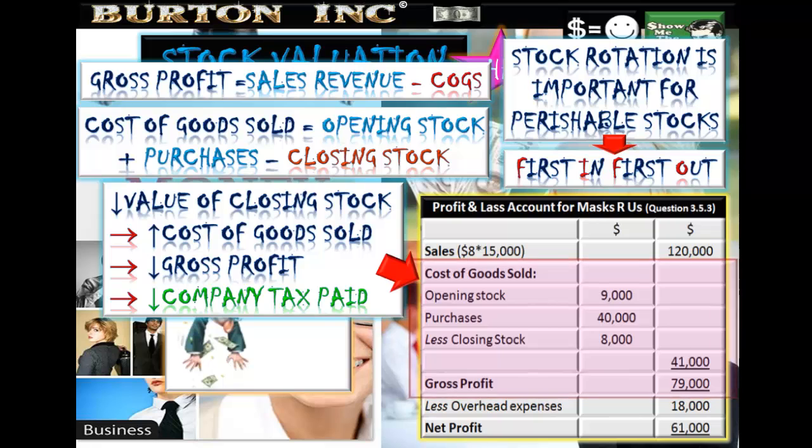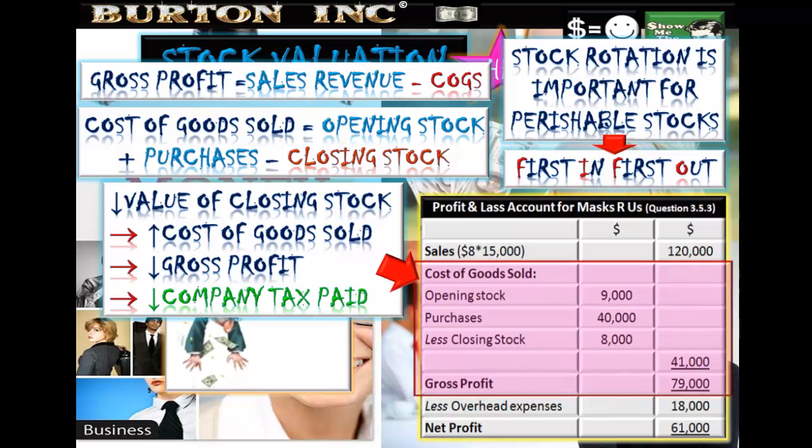Right. We've got a profit and loss account here. This is where our stock valuation is going to come into play. Opening stock, purchases less the closing stock. It's that closing stock that's all important.